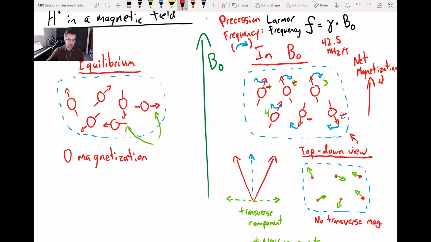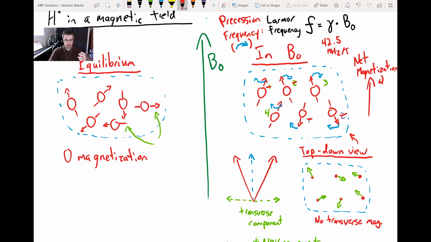But hopefully that makes sense. If we know the field strength that we're putting these hydrogen atoms into, we know how fast they will be precessing. That is very important. It doesn't really affect our net magnetization vector, but it'll be quite relevant later. So that is what happens when you're putting hydrogens in a magnetic field.